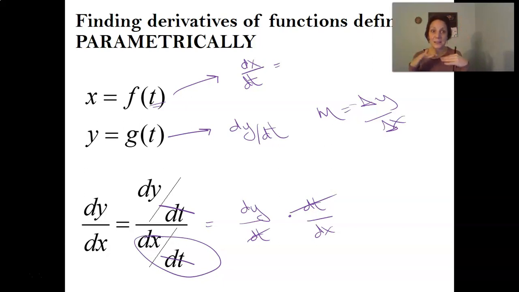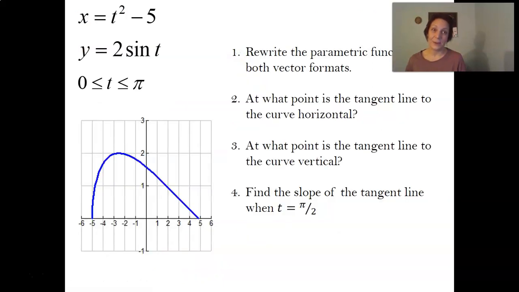The dt's algebraically cancel out, and we're done. So in order to find derivatives of a parametric function, you have to take two derivatives and then put them in a quotient. All right, let's do it.